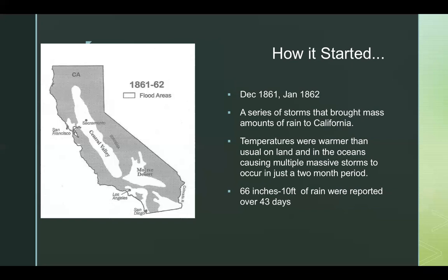And some reports say that it was 66 inches. Some reports are reporting the equivalent of 10 feet of water being dumped in just a period of 43 days. And as you can imagine, this caused many, many problems for the people in California, not only for residents, but also for its government.